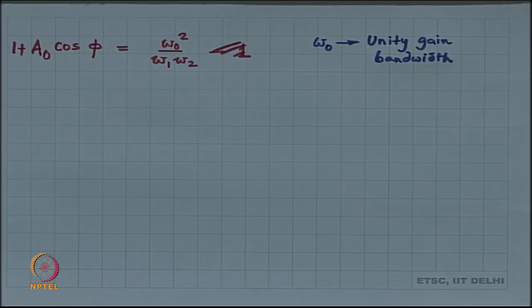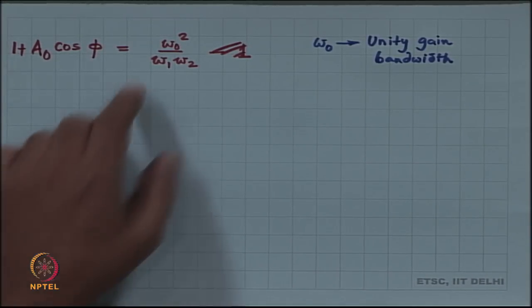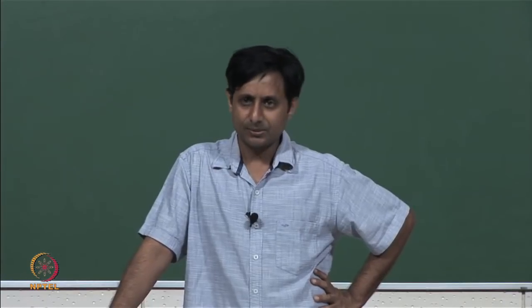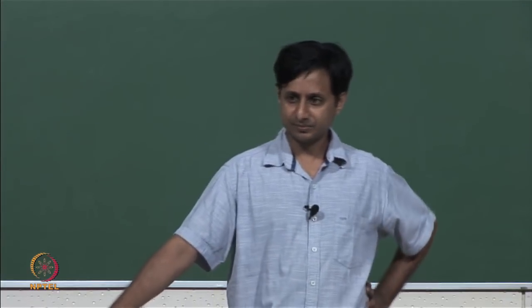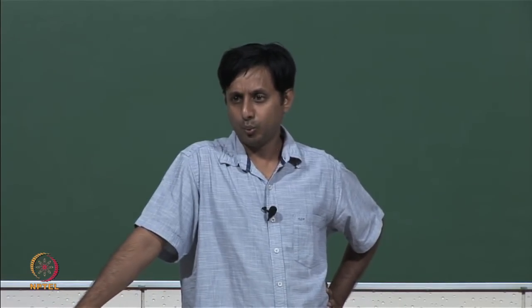Fine, my two poles have to be arranged in this fashion. If I do not, then I will not get a phase margin of phi. If I want a phase margin of phi, then 1 plus A naught cos phi has to be equal to so much. Or in other words, let us try out some numbers. Let us say phi is 60 degrees. Okay. What is cos phi?